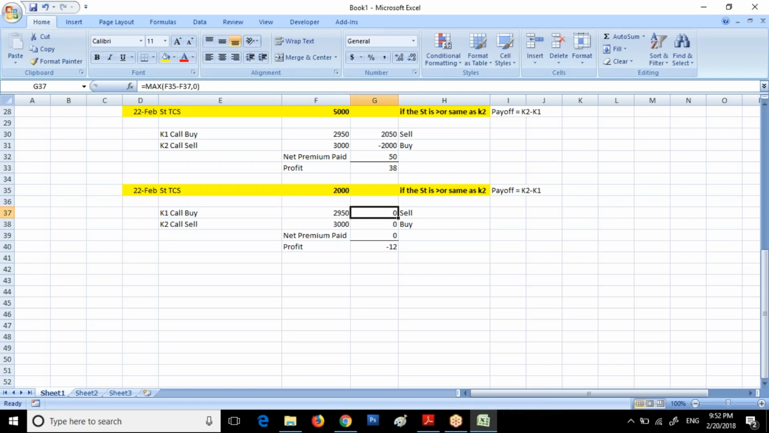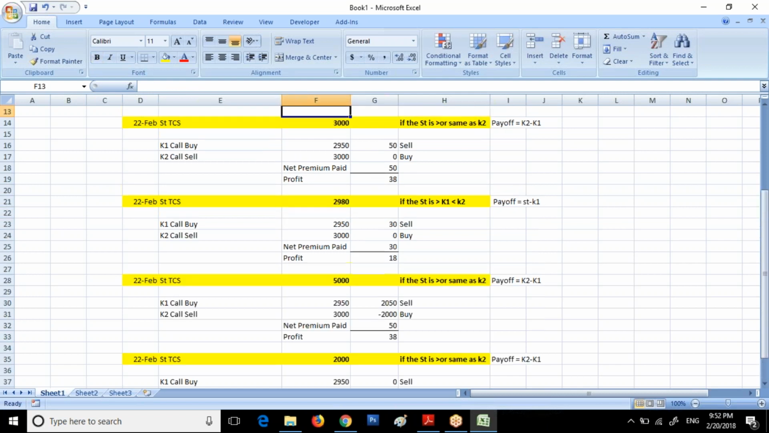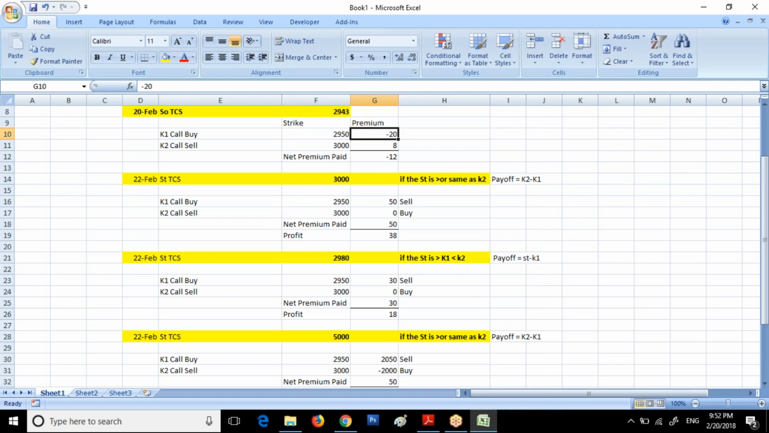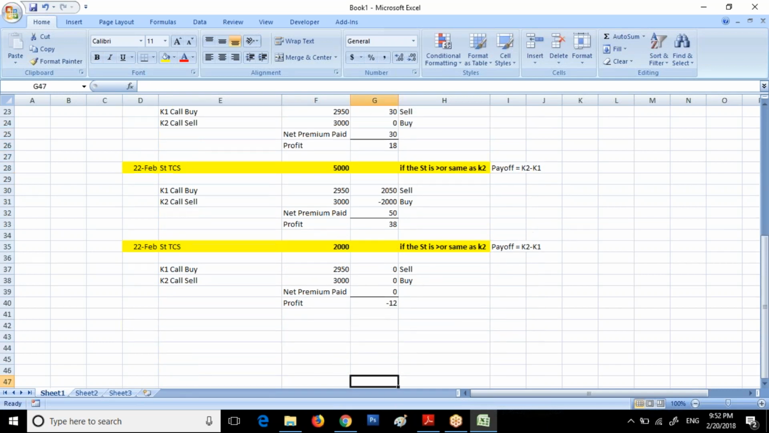Why? Because the call will give me a loss of the premium I paid, so that is 20, and the put will give me a profit of maximum 8, which I received in the beginning. So my net loss will be 12. In any case, if the price goes below 2950, even if it is 2950, I'll have a loss of 12. But even if it increases by 1 rupee, let's say 2951, I may have a lesser loss. So you can say the break even comes to 2962.